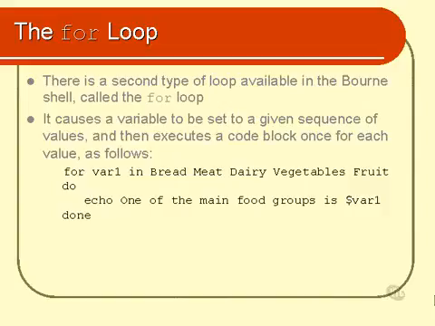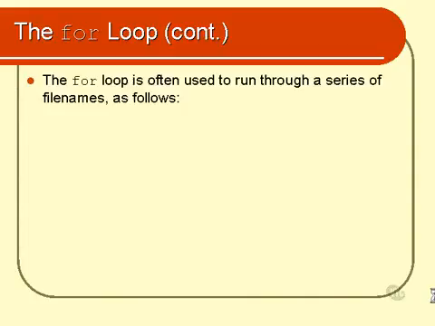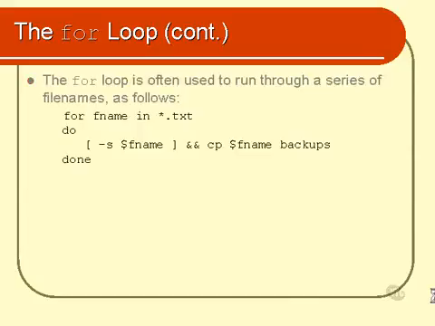So it's actually a pretty simple construct. Notice the use of the word in there. I'll show you one very common use of the for loop. It's actually often used to run through a series of file names. And the reason for that is you can actually use wildcards to specify the different values that the variable might take. In this example here that I'm showing you, I'm using the asterisk.